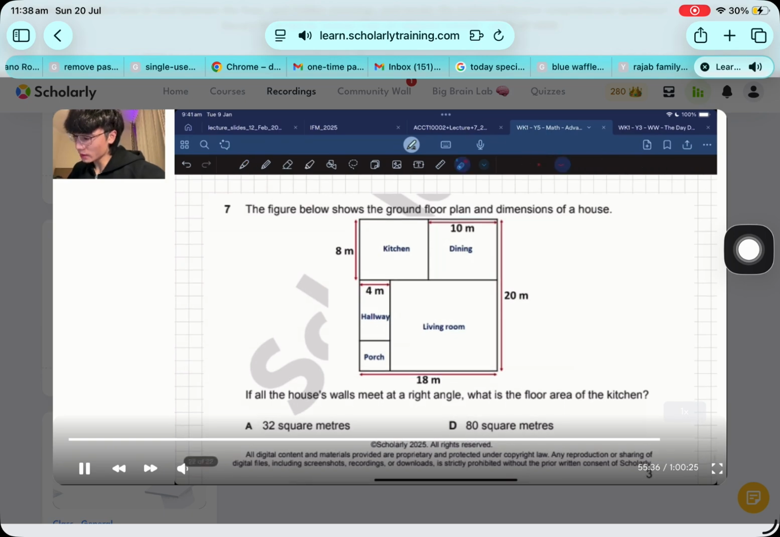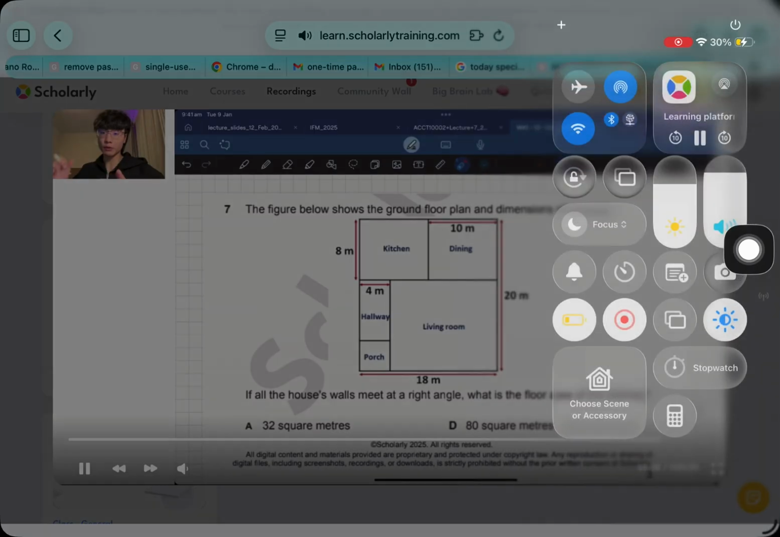And dimensions of a house. So sometimes if you're looking at a property, they'll provide you with a floor plan.